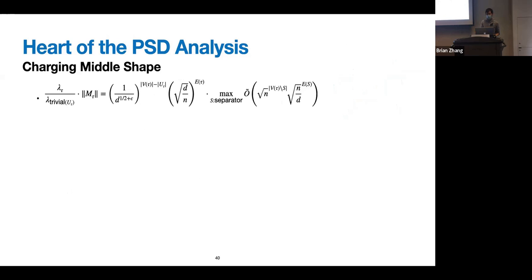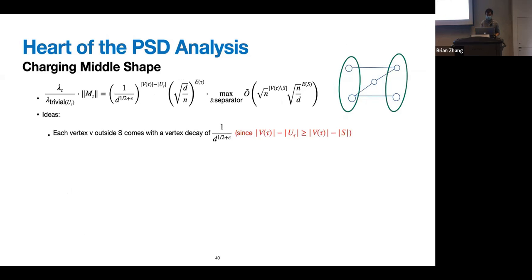And why would these two ideas be useful? Now let's look at this quantity. These two are helping us because they are less than 1. So the only issue we want to handle is that we can charge the root n in the norm bound and then root n over d in the norm bound as well. We know each vertex outside S is going to come with a vertex decay of roughly 1 over root d because of the size constraint from the MVS. We have enough vertices outside for the vertices outside.